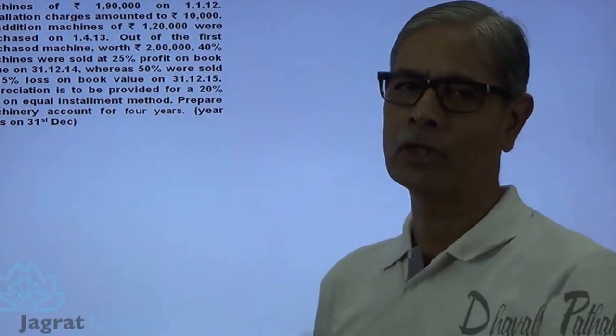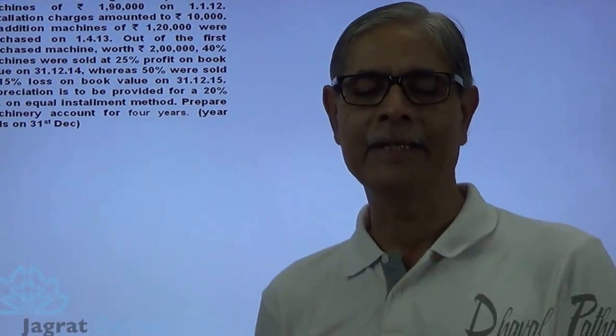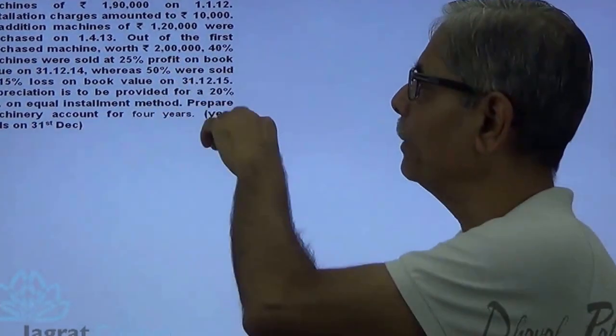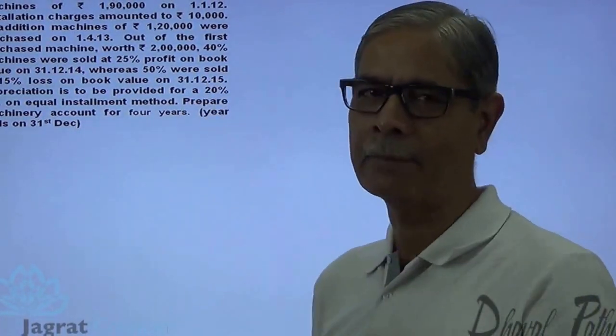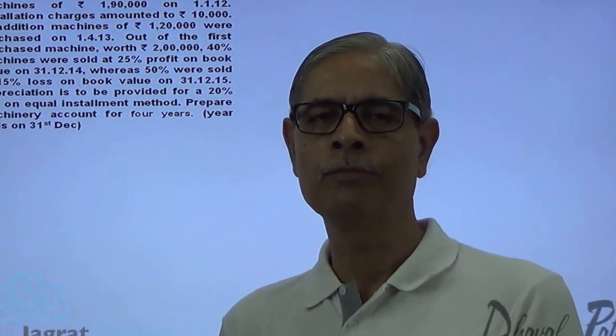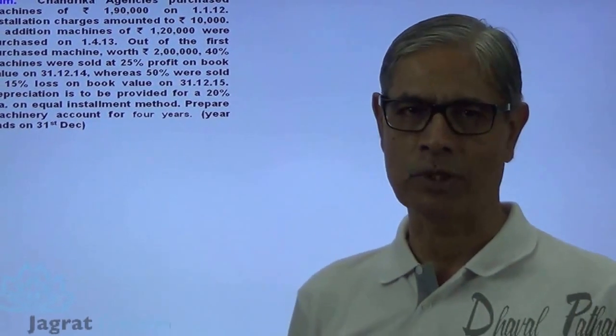Now see, 2 lakhs is the purchase price of the first machine. That is bifurcated into 3 segments. 40% segment sold at the end of 3rd year. 50% segment sold at the end of 4th year. And 10% of the segment is not sold and is continued even after 4 years. That is the first situation.